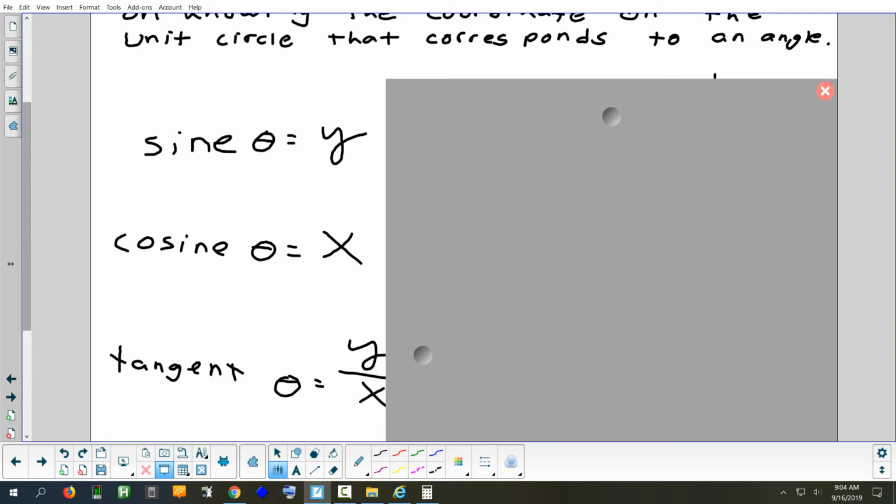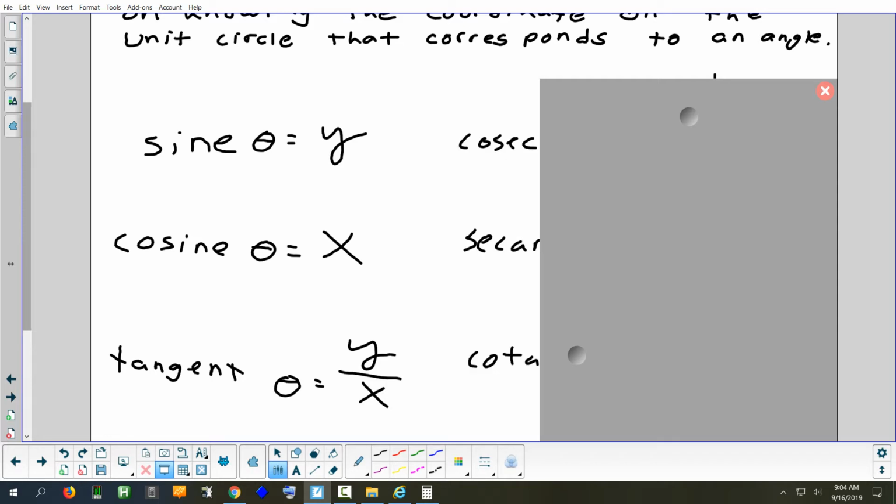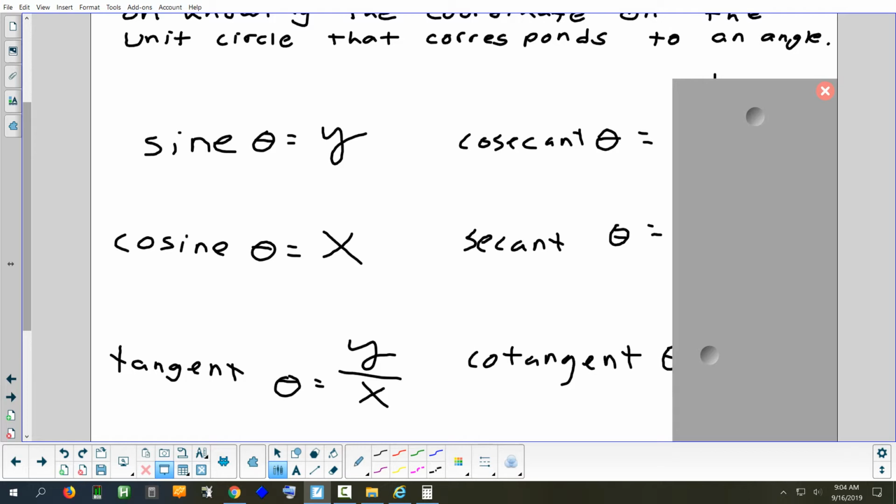All right. Any questions on those first three? All right. So, second three. Second three, we don't see them as much. You don't have a button for them. Doesn't mean you can't do them on the calculator. But it's the cosecant, the secant, and the cotangent.